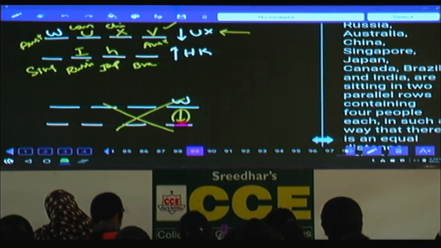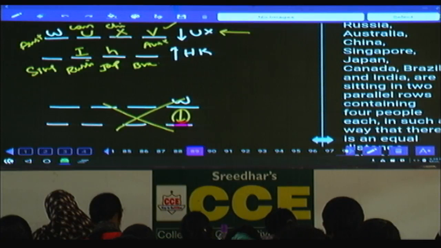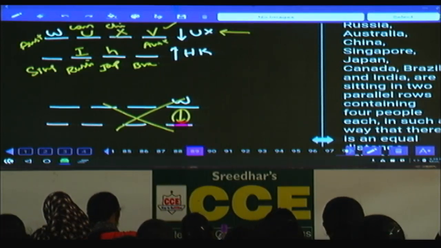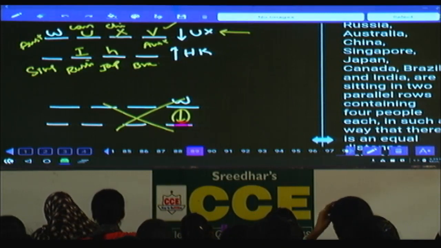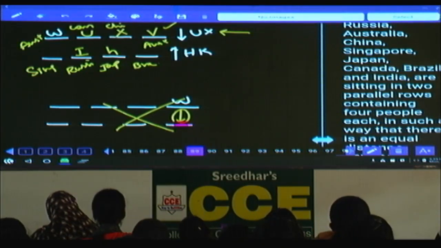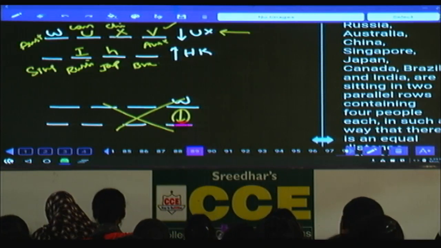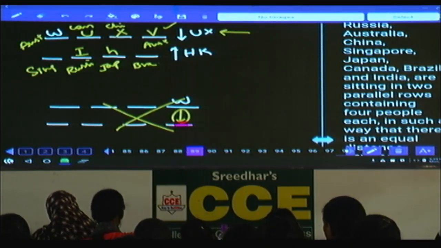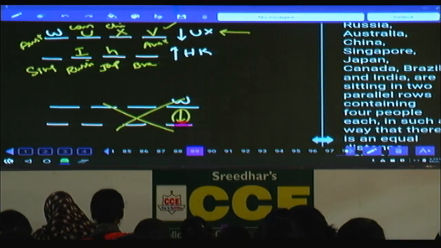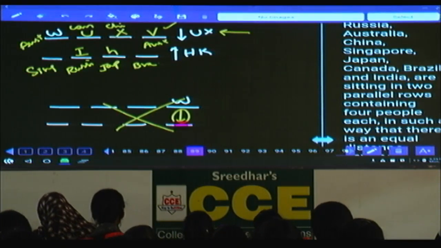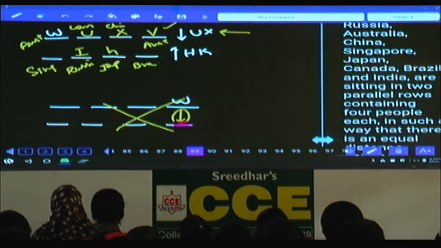And next one. W sits at the end of the row and is opposite the person who sits second to the left of the person from Japan. And either U or X is from China. X is from China, and neither of them sits at the ends of the row. Yes, any information regarding the remaining 2 persons, K and J?